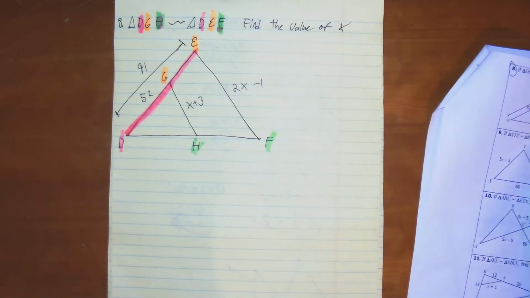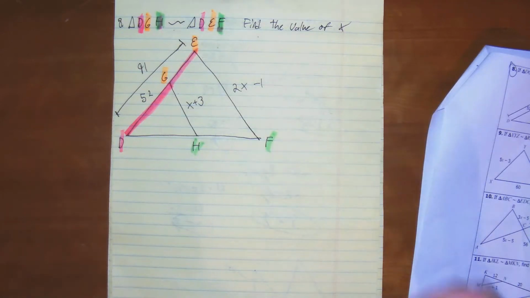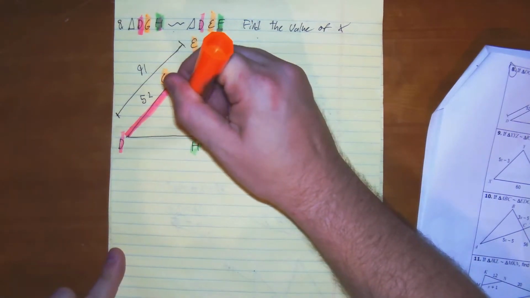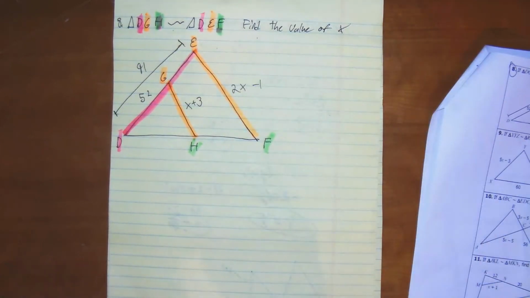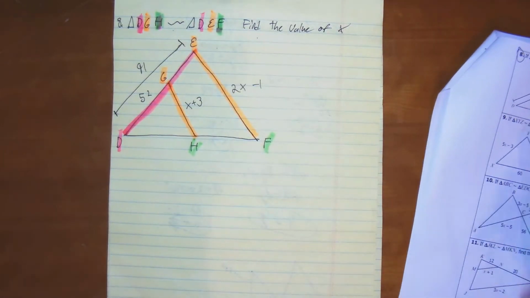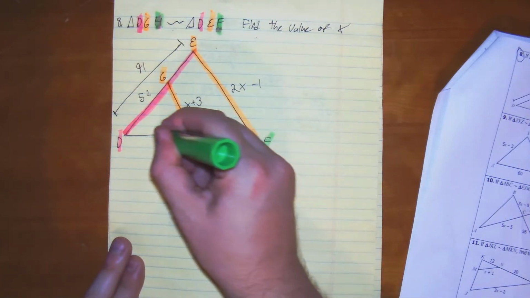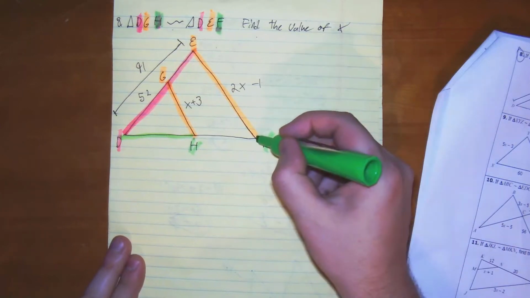Next thing we have is from G to H and E to F. So we start with orange, so we're going to highlight with our orange. So G to H is proportional to E to F. And then lastly, we're going to use our green because that's what we're starting at. It goes from H to D to F to D.